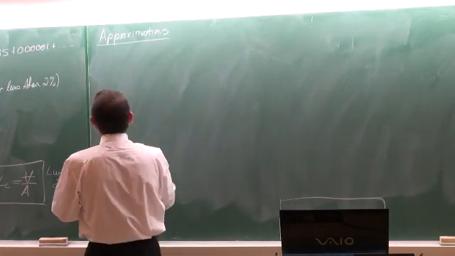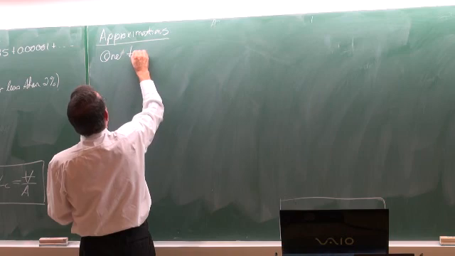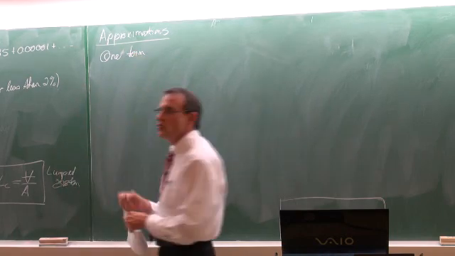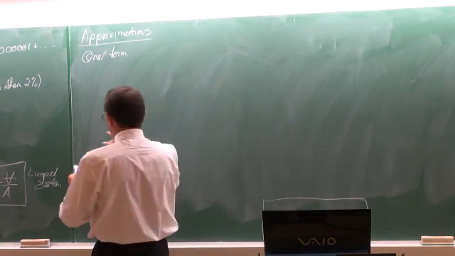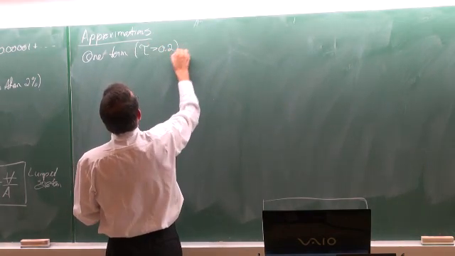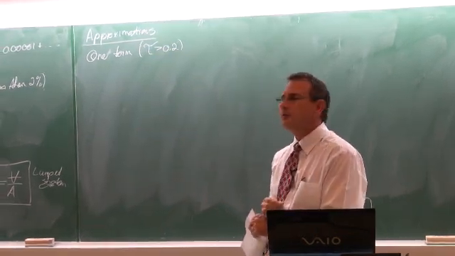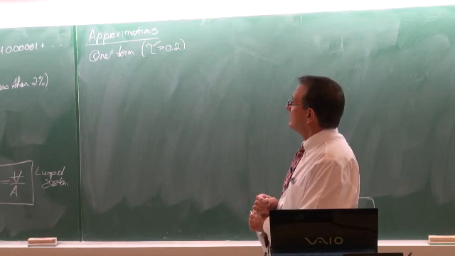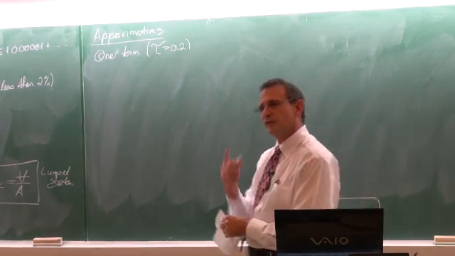And the approximate solutions would be if we take into consideration only one term, which is the first term. And as I've mentioned there, that would be when tau is larger than 0.2. If tau is larger than 0.2, then we will get very, very good answers if we take only into consideration the first term.